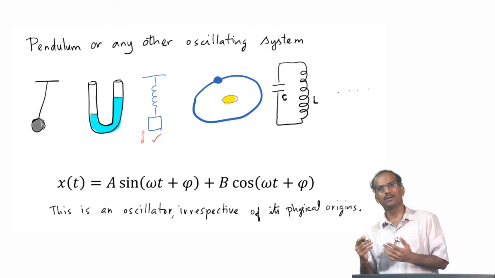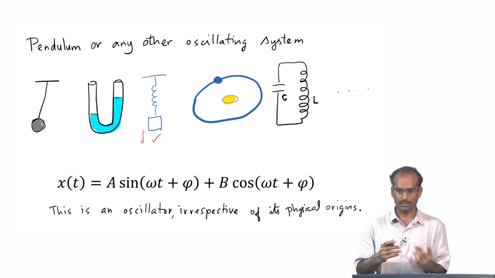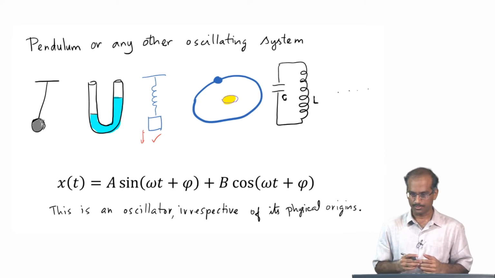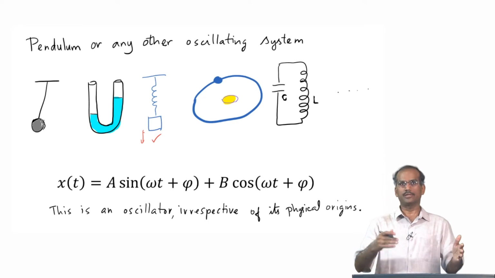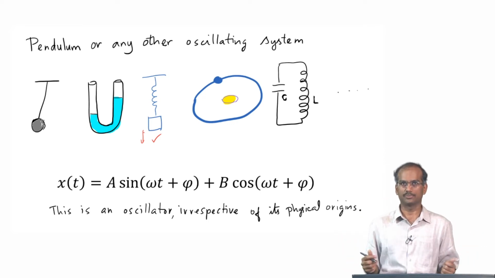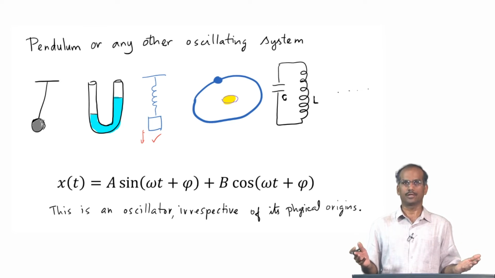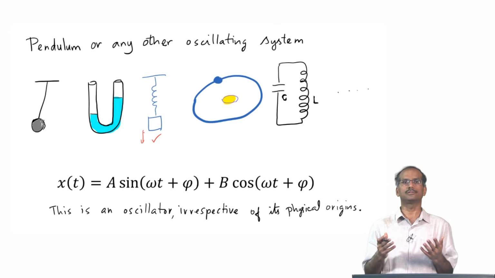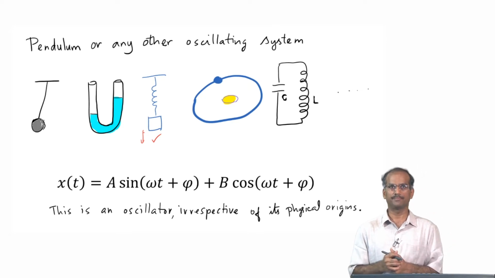We will see how rotations can also be thought of as oscillations in one of the later modules. And I also have an LC circuit. So, you can construct a whole lot of different systems where you will see oscillating solutions, or where oscillations do happen physically.